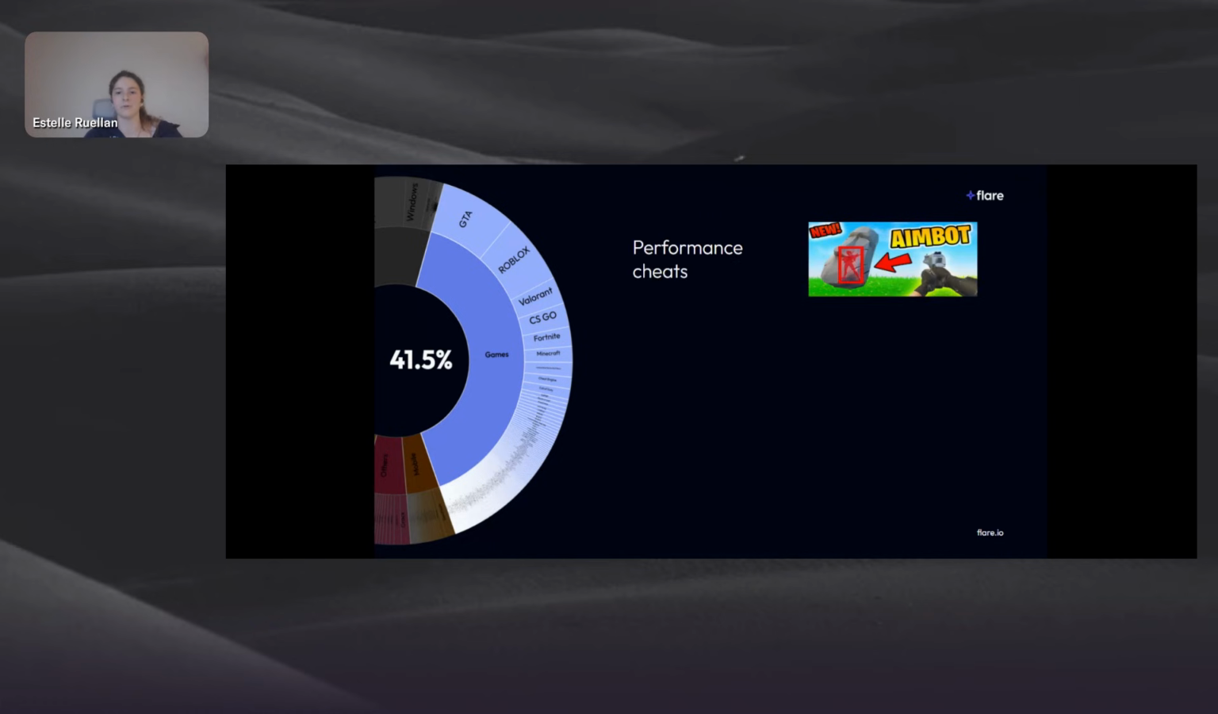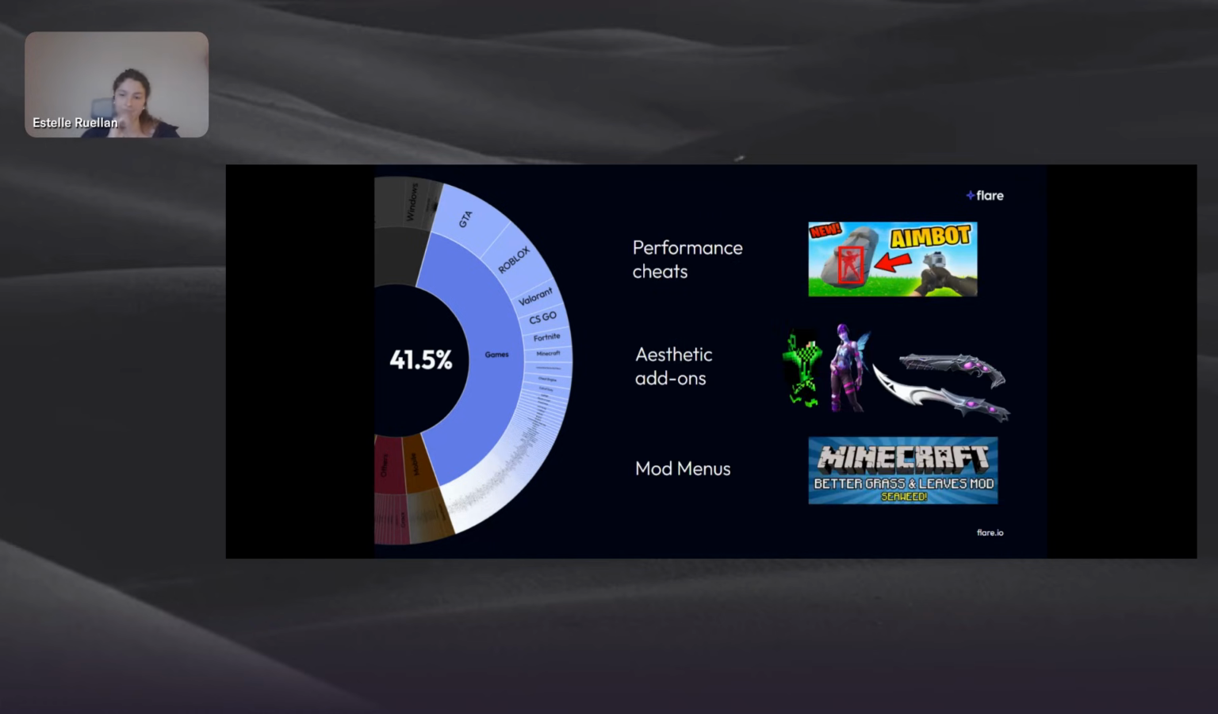When we started to look at the claim functionalities, we saw three that were very, very specific to the gaming community, and that really resonated with what the gaming community is focused on. Gamers are usually focused on two things, which is the competitive edge, basically performing well and playing at a high level. And the second is the aesthetic look. Usually gamers like to have something visually pleasing. And those three claim functionalities, which are performance cheats, aesthetic add-ons, and mod menus, are responding exactly to those concerns from the gaming community.